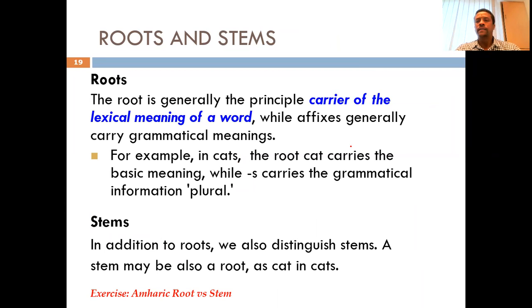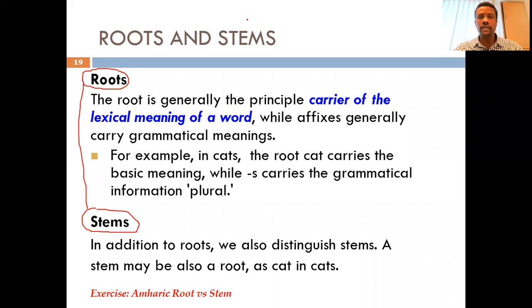In addition to that, in doing this morphology, some languages distinguish between roots and the stem. Most of the time, in many languages, roots and the stem are the same. For example, in English words, the stem and the roots are the same. A stem is the lexical term after removing all prefixes and suffixes from a word. Whenever you remove everything from it, we call it a stem.